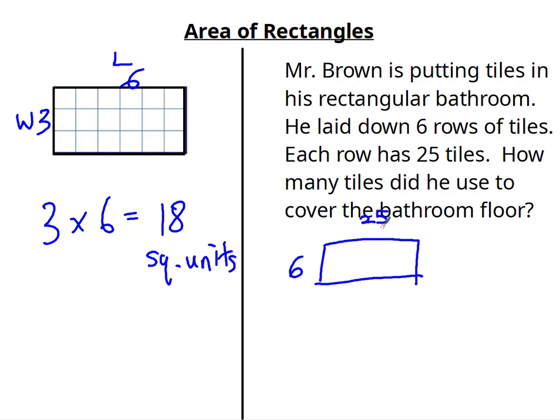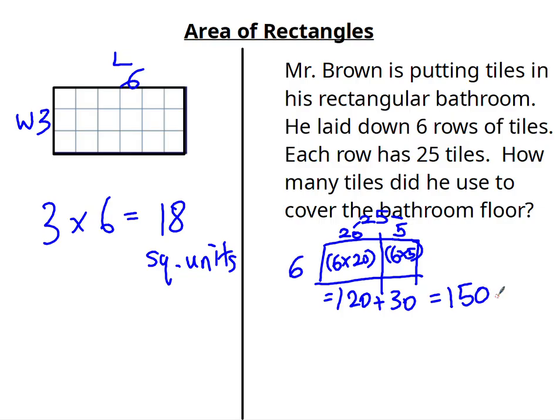25 is a big number to multiply, so I'm going to decompose it. I'm going to make it into 20 and 5, ones and tens. I know this one is going to be 6 times 20, and this one is going to be 6 times 5. 6 rows of 5. 6 times 20 equals 120, and 6 times 5 equals 30. My final answer is going to be 150 tiles.